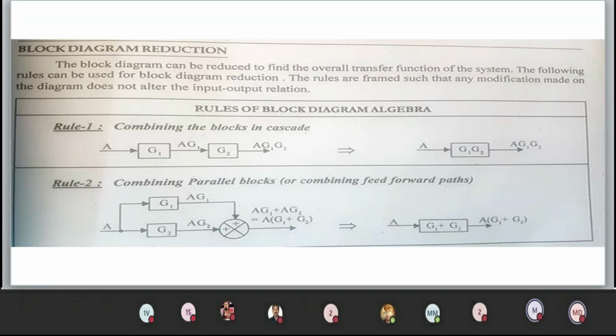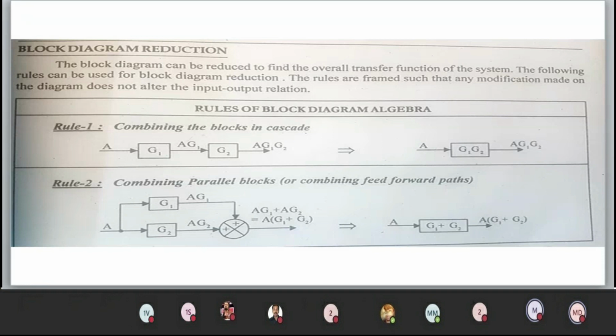Rule 1, combining the blocks in cascade. For example, if I have two blocks of gain G1 and G2, and they are connected in cascade, the result is G1 G2. Try to understand, cascade here means series. You can notice that the output of the first block is A into G1. The output of the second block is A into G1 G2. So we are cascading two blocks in series and we have reduced them to a single block.